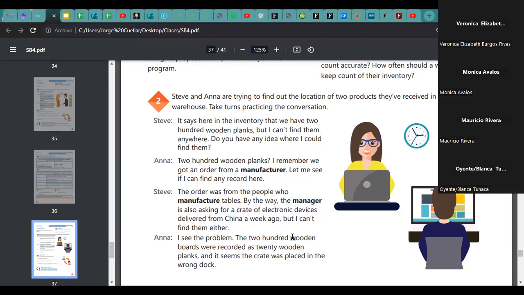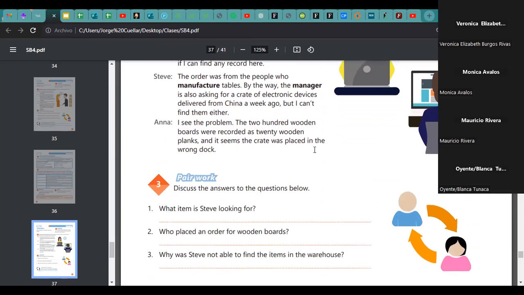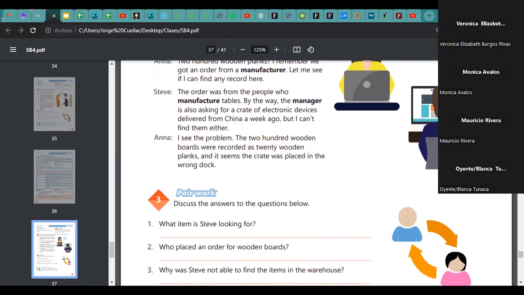Wooden boards. What is wooden boards? Okay, wooden boards es como también unas tablas, pero son tablas más anchas. Las otras son más delgadas. Una tabla normal. En cambio, una board es una tabla de esas grandotas, como para poner de pared o algo por el estilo. Okay, and the dock. Do you remember what is the dock? Puerto. Very good, como un puerto. Nice, very good. So, let's do exercise one. This is according to the conversation, so I'm going to give you a few minutes for you to find the answers, and then we are going to check, okay?